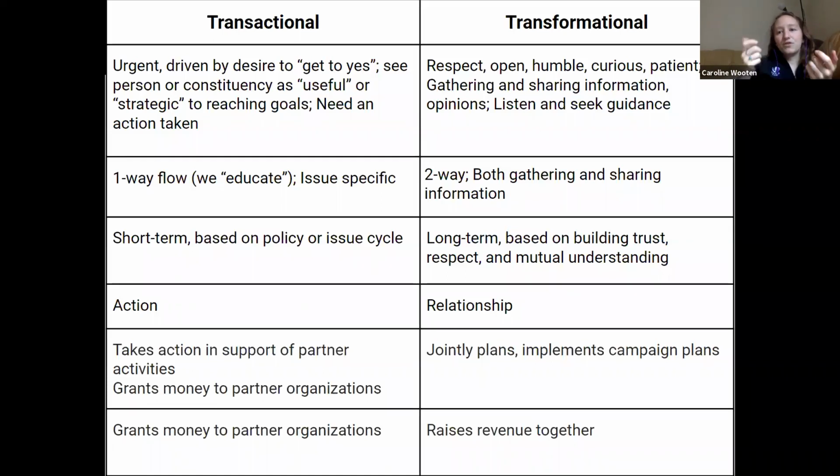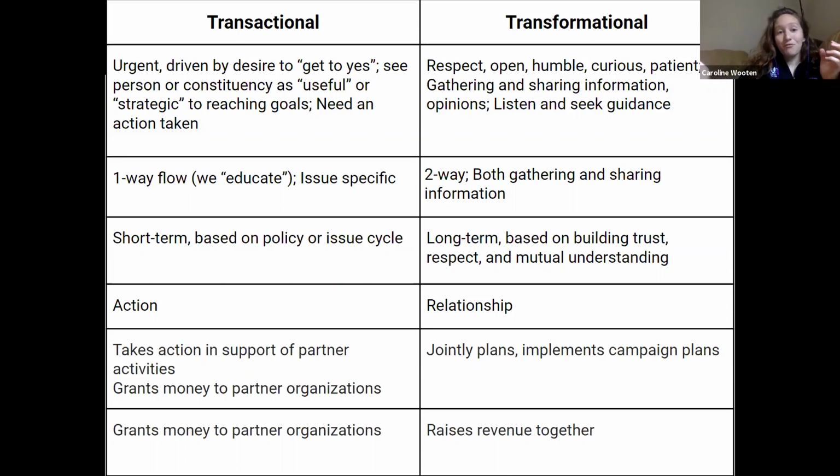I think this is a useful thing to keep in mind when doing organizing, and also when thinking about campaign plans. A lot of times the transformational side might take more time, but it is going to bring better results in the long run. And again, this is not exclusive. There's still going to be transactional parts of organizing. You're still going to go door to door and get petitions signed.